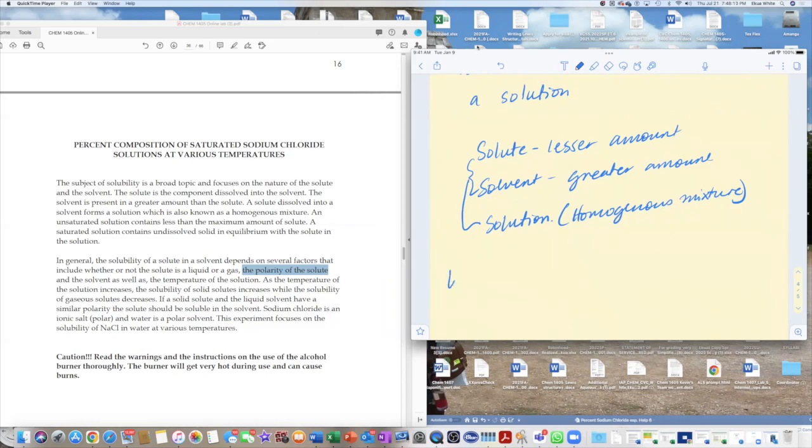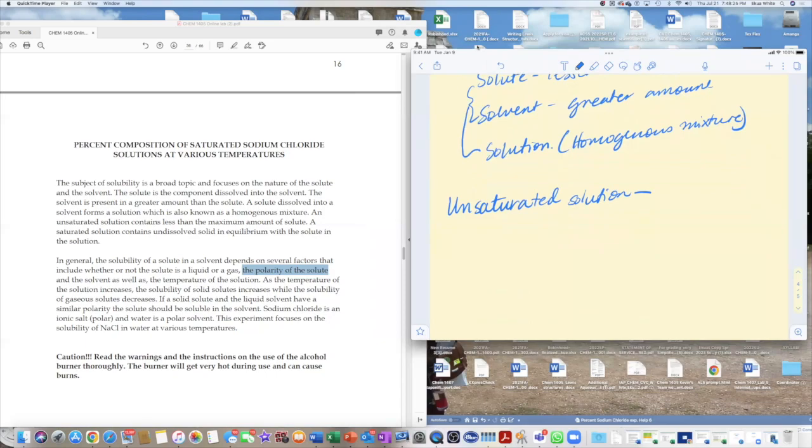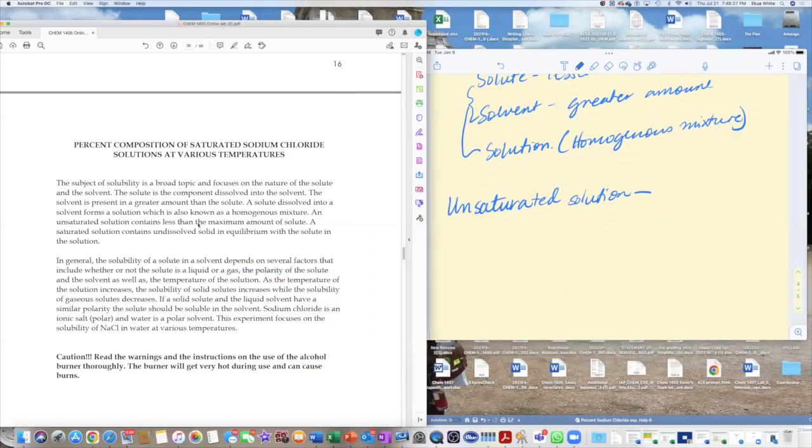Yeah, unsaturated. Let me give you an illustration of unsaturated solution. We're told here the unsaturated solution contains less than the maximum amount of solute. So this is an example.